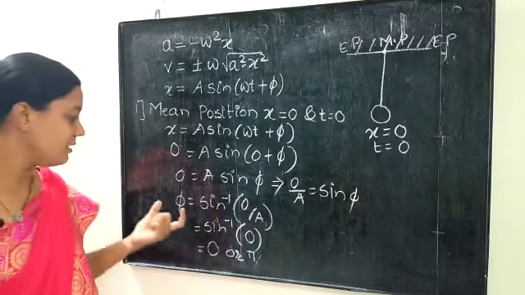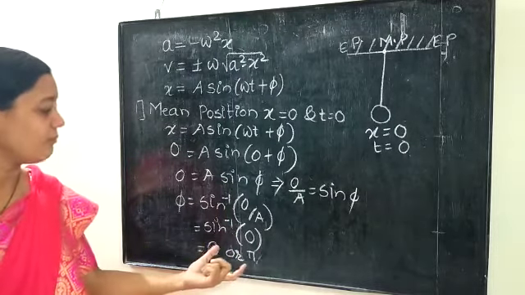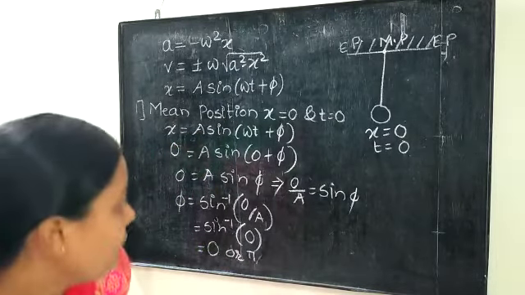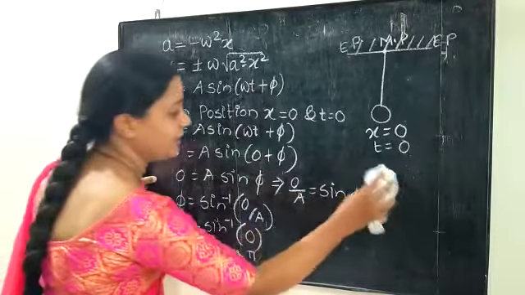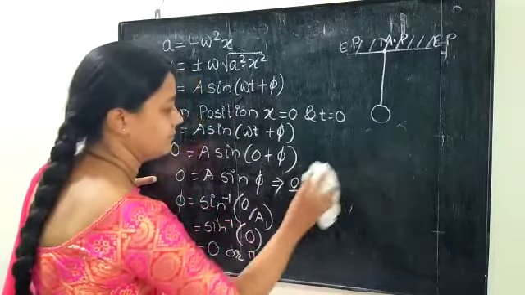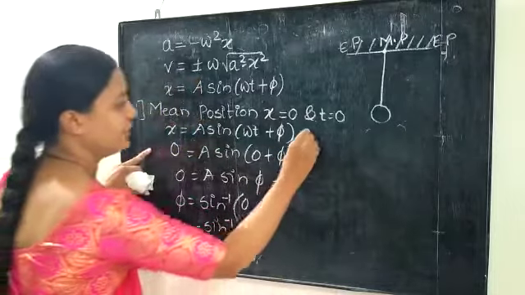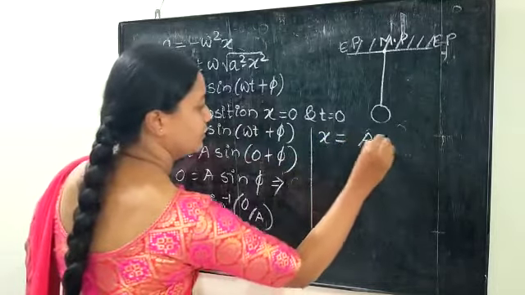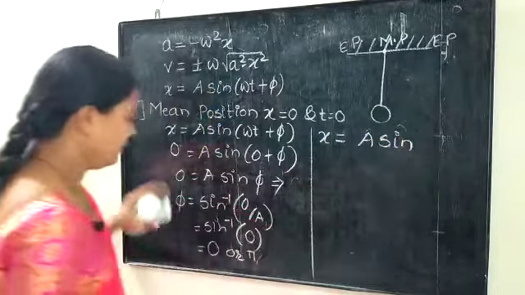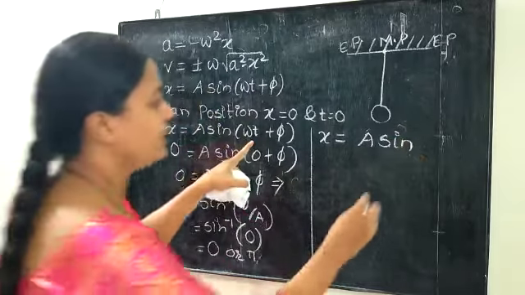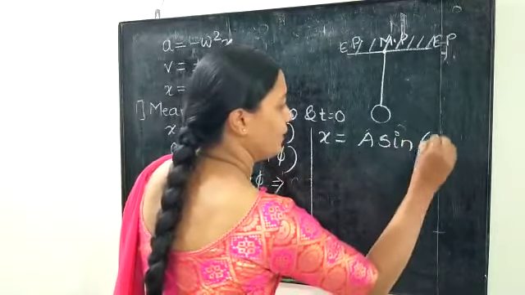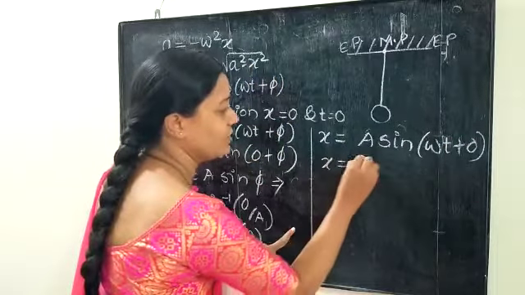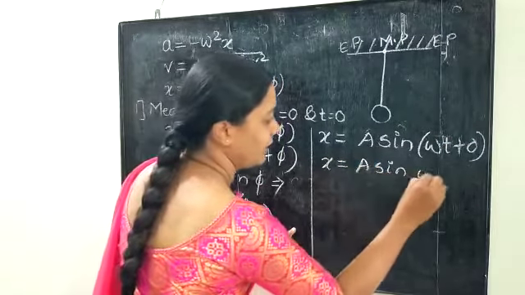Now we have to substitute this value of phi, that is 0 or pi, in the equation x equals a sin omega t plus phi. So what will we get here? X equals a sin omega t plus 0, that is, omega t plus phi where the value of phi is 0. So it will be x equals a sin omega t.